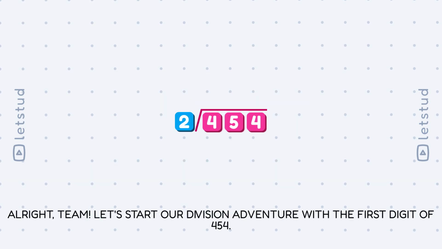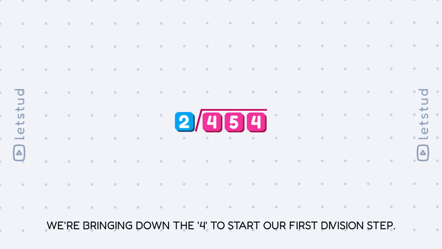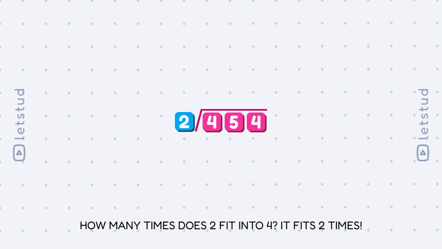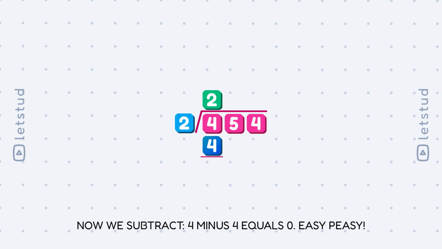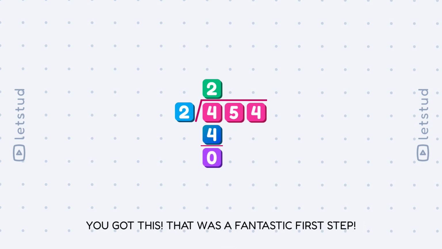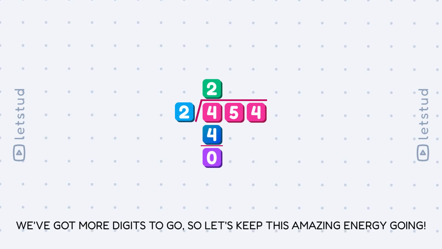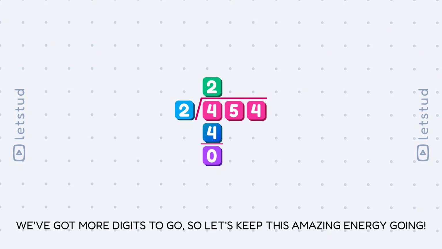Alright team, let's start our division adventure with the first digit of 454. We're bringing down the 4 to start our first division step. How many times does 2 fit into 4? It fits 2 times. Let's check, 2 times 2 is 4, perfect. Now we subtract: 4 minus 4 equals 0, easy peasy. You got this, that was a fantastic first step. We've got more digits to go, so let's keep this amazing energy going.